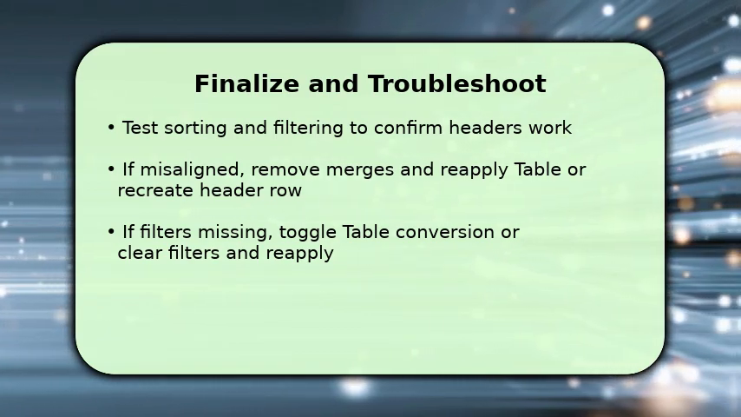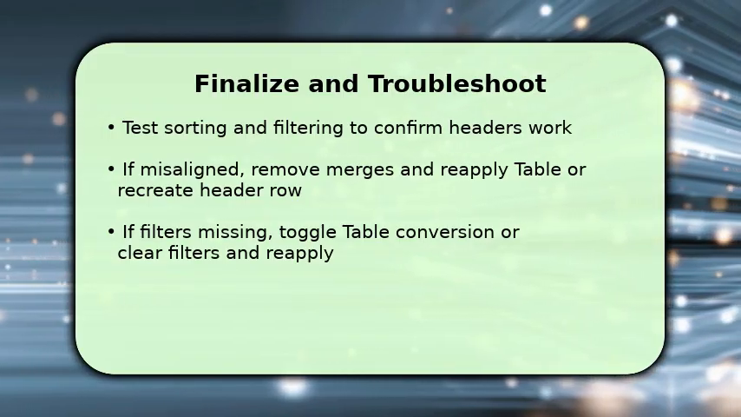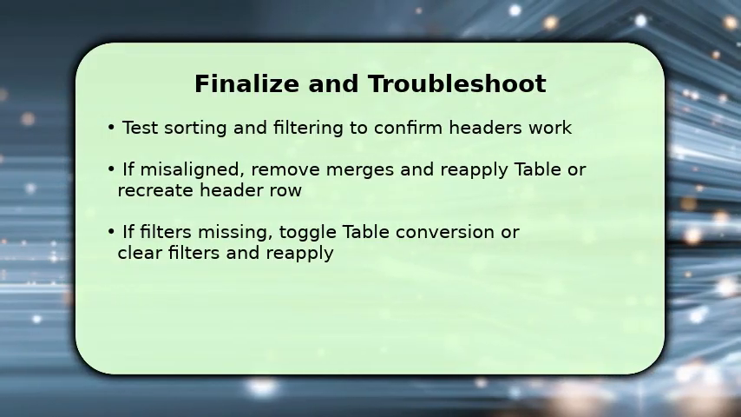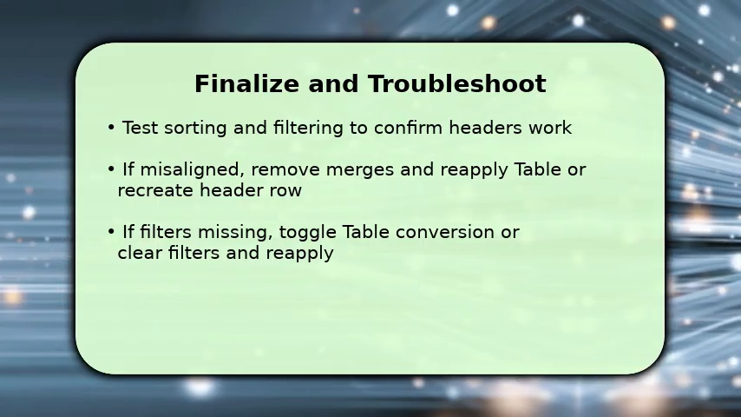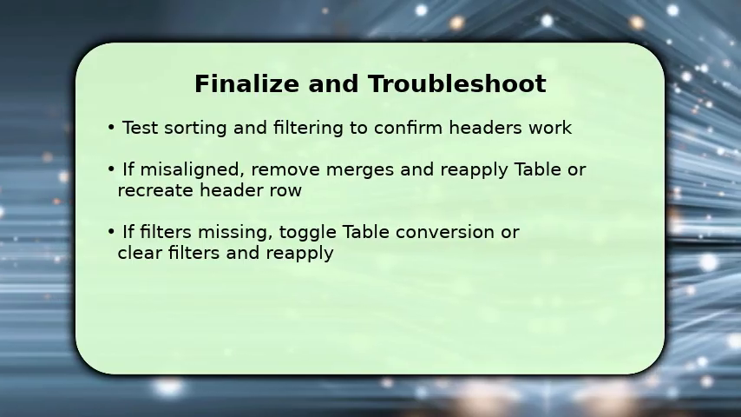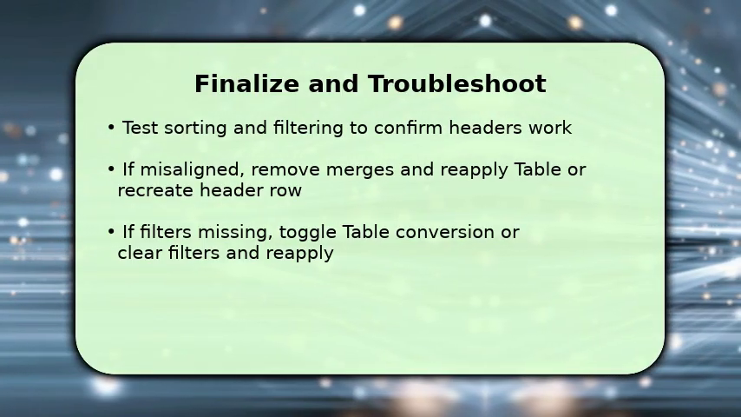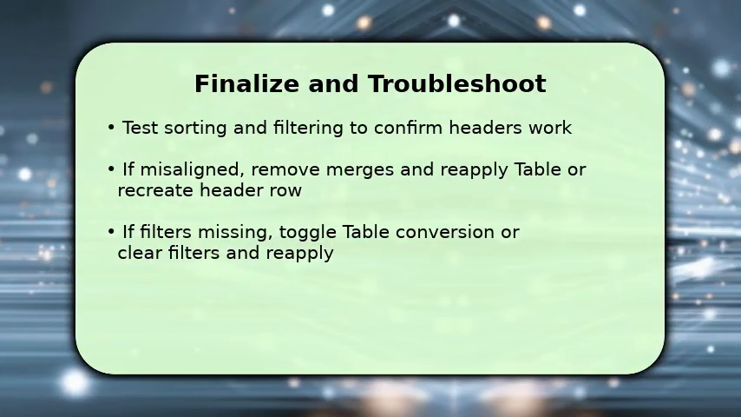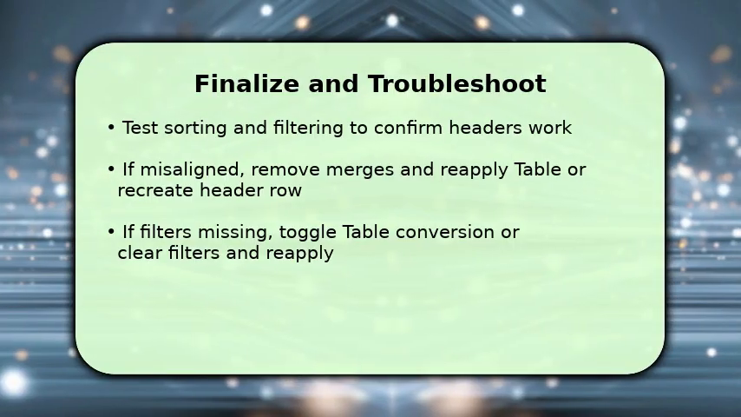If columns shift or the header misaligns, remove any merged cells and recreate the header row, then convert to a table again. If the freeze pane setting seems stuck, unfreeze and refreeze top row. Make sure you're not in page break preview. One key troubleshooting tip: when headings behave oddly, copy the header row to a new sheet, rebuild the table, then replace. This often clears hidden formatting issues.